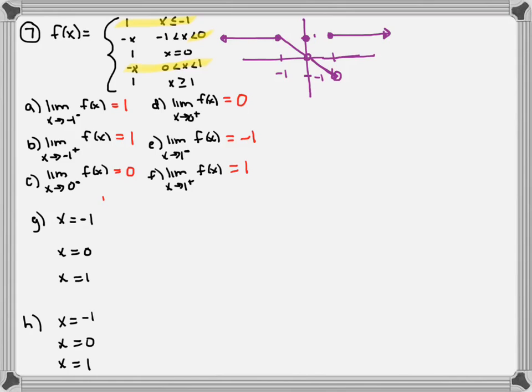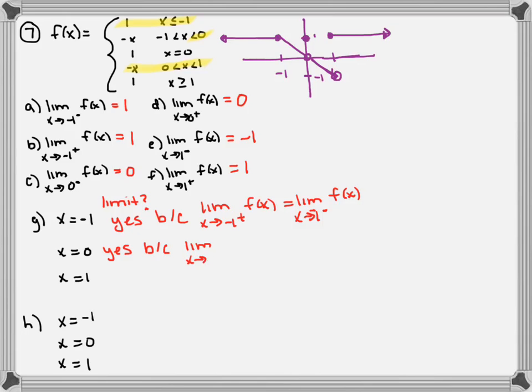So G asks, does the limit exist? At x equals negative 1, the limit does exist because when I come from the left and when I come from the right, they're the same. So the right hand and the left hand limit are equal. At x equals 0, it would also exist because the left hand and the right hand limits are equal. At x equals 1, it would be no, it does not exist because the left hand and right hand limits are not equal.